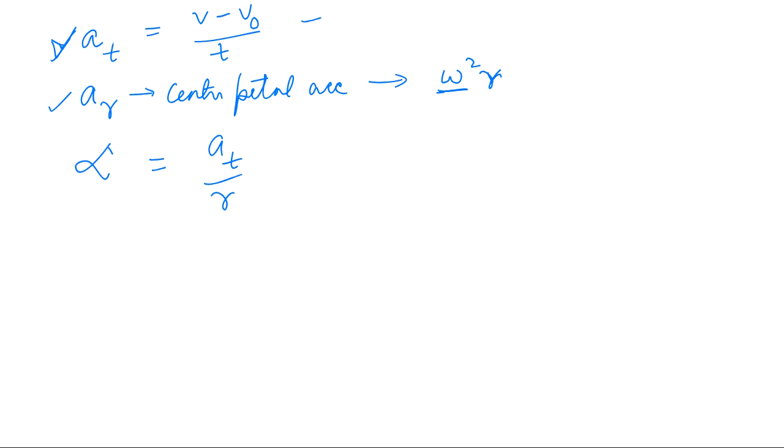So let us first find the change in velocity. That is 30.0 minus 0 over the time. That is given as 4.20. Then you solve this and you will get the answer as 7.14 meters per second squared. So you found out a_t.